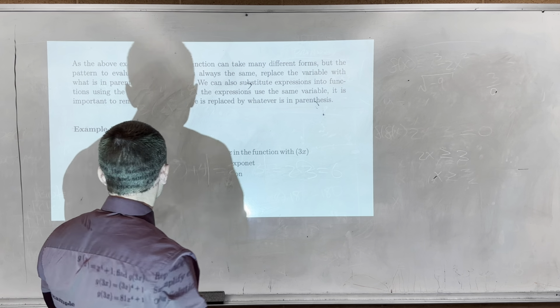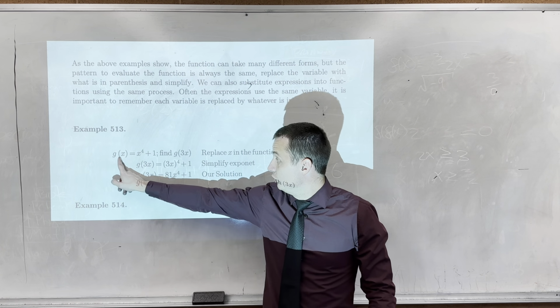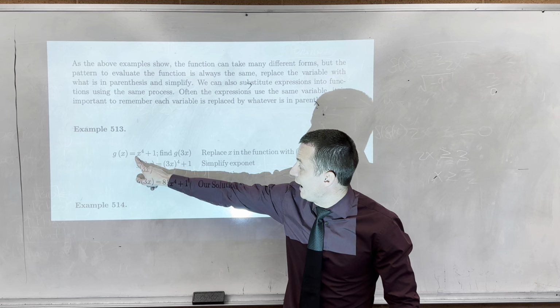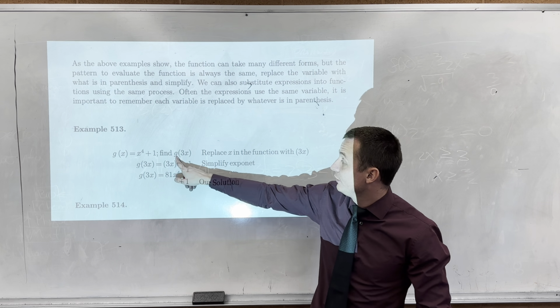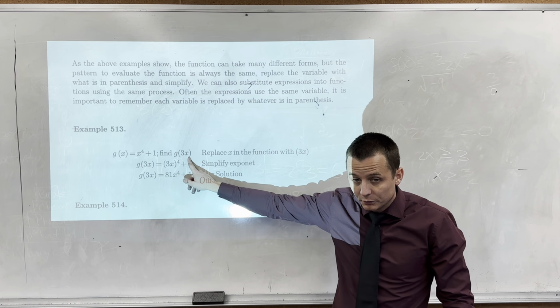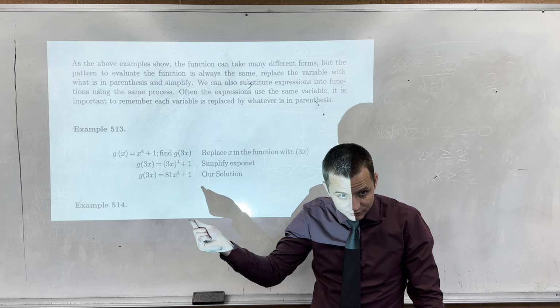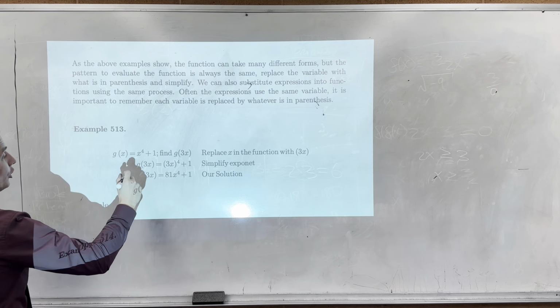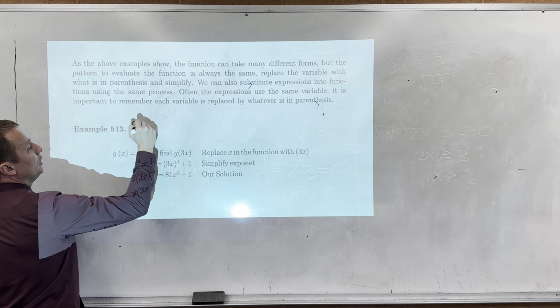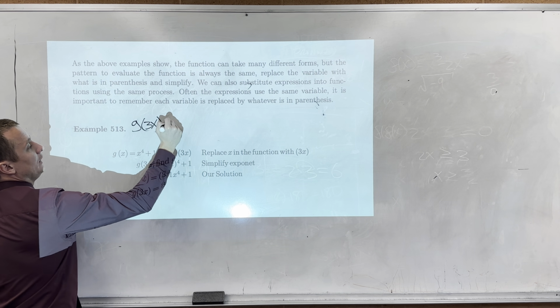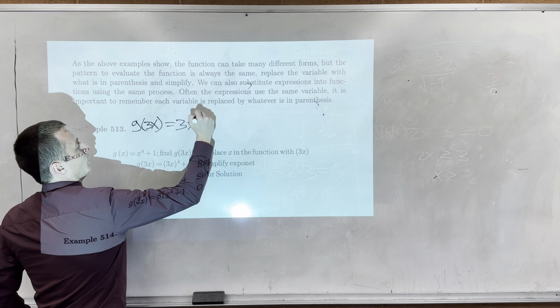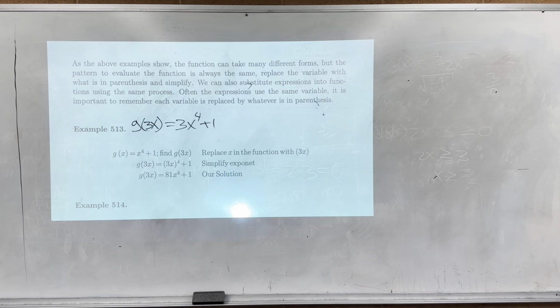Okay, here he's trying to get really tricky with you. g of x is equal to x to the 4 plus 1. What is g of 3x? We replace all our x's in here with 3x. So g of 3x is going to equal 3x to the 4 plus 1. Right? Someone yell no at me.